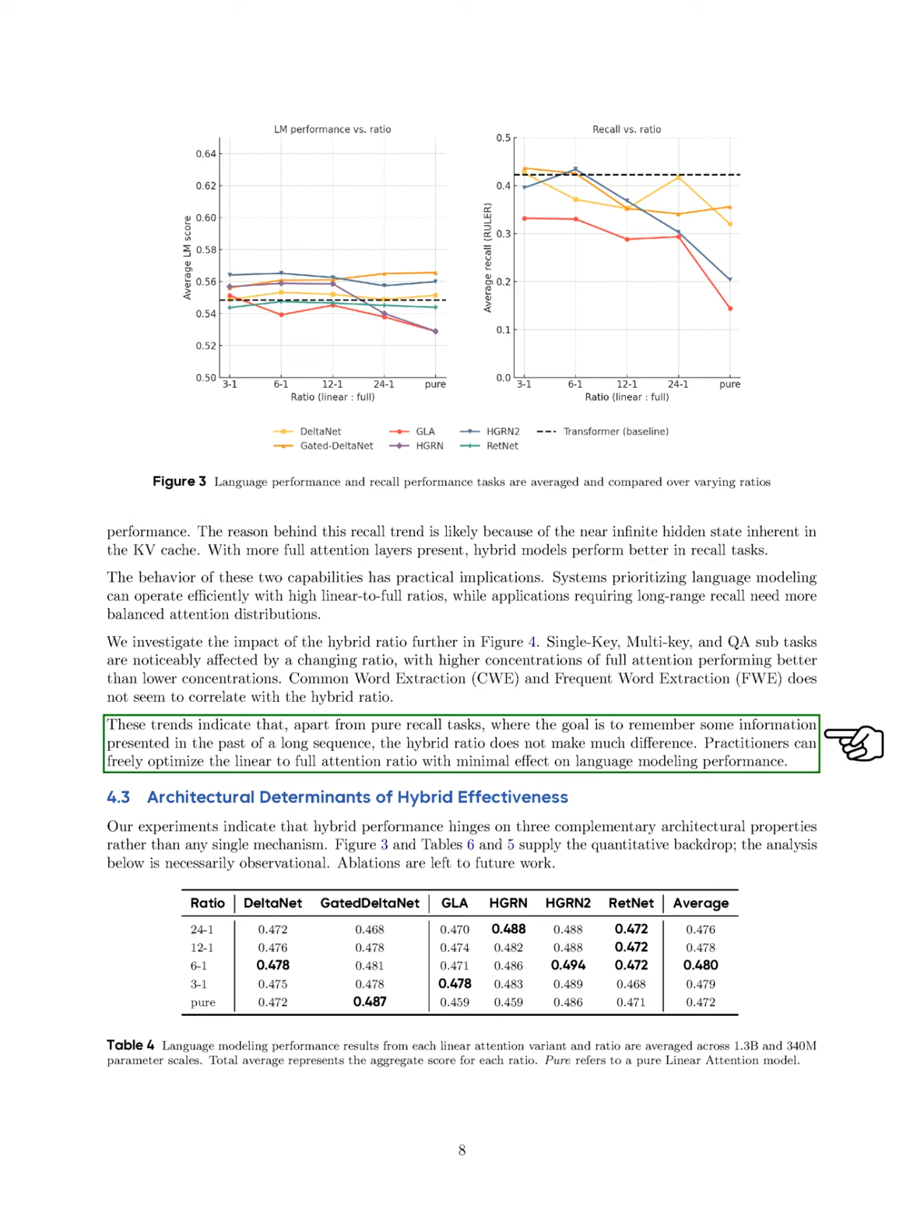We further investigate how different tasks respond to changes in the hybrid ratio, noting that recall tasks benefit from more full attention, while other tasks show less sensitivity to the ratio.